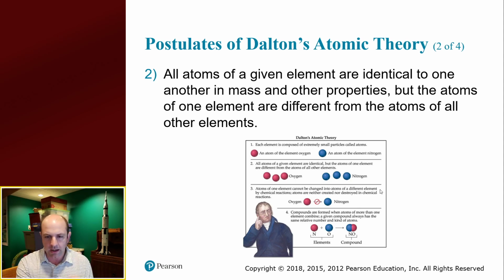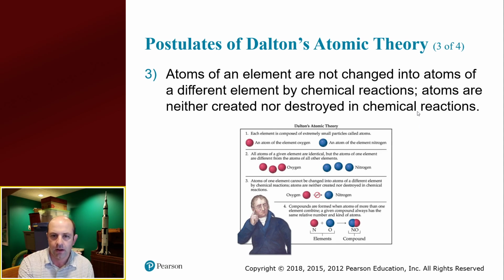So iron, the element, is made of iron atoms, and that's different from copper atoms. And those are different from nickel atoms or any other metal or any other element. The atoms are different. Now, this postulate is not correct. Dalton did not know about isotopes. We'll get to them later in this chapter. But for what he knew about, this one worked pretty well. And as far as atoms of one element being different from atoms of the others, that part's good.